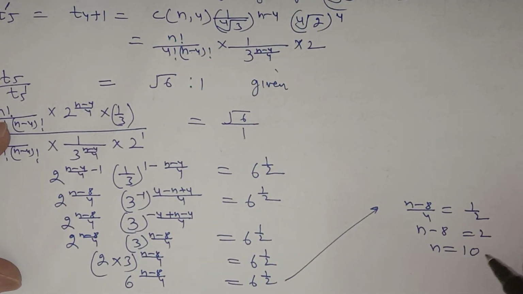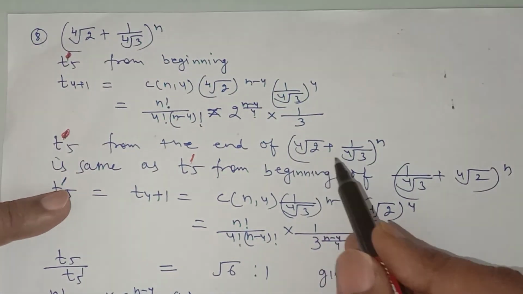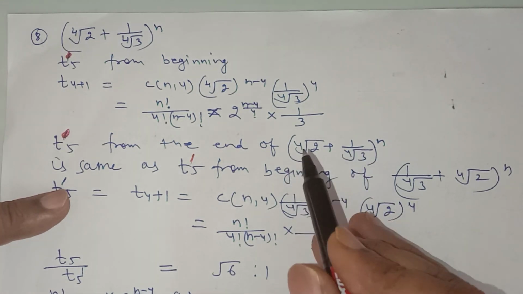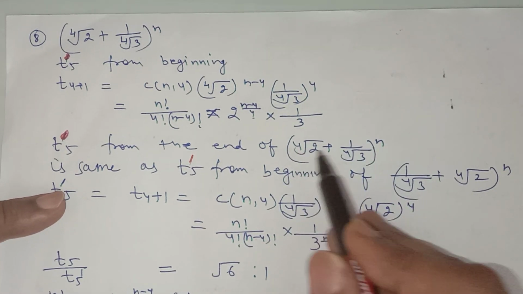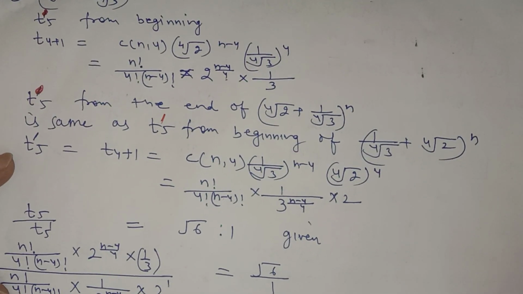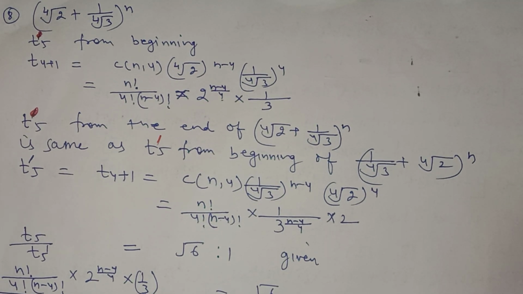Find the value of n. So it is a good question. The main thing is that the fifth term from the end will become the fifth term from the beginning when I interchange the first and the second term of this binomial expansion. So this is the last question of this chapter of binomial theorem. Okay, thank you.